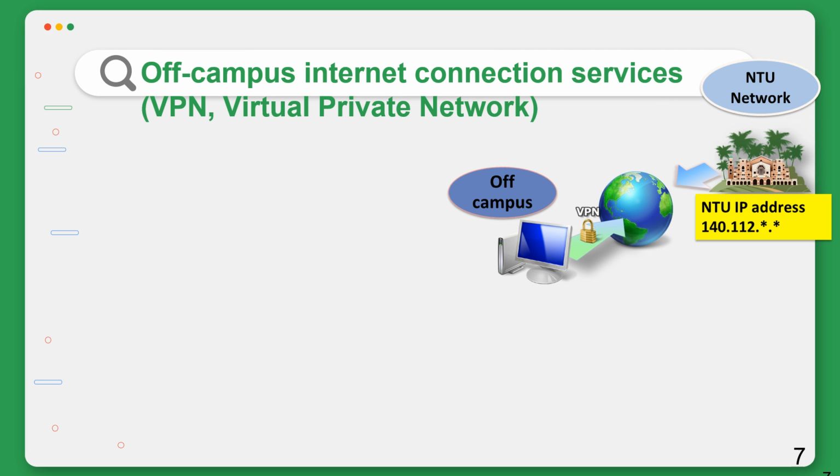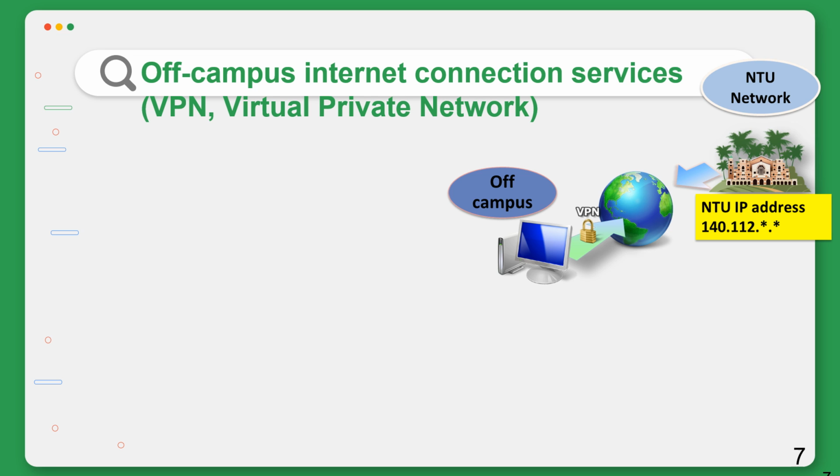Before learning how to access the library's e-resources, please note an important reminder. Most of the library's e-resources are accessible within the campus network. However, when you are outside the campus, you can still remotely access resources through an off-campus internet connection service, commonly referred to as virtual private network, VPN.